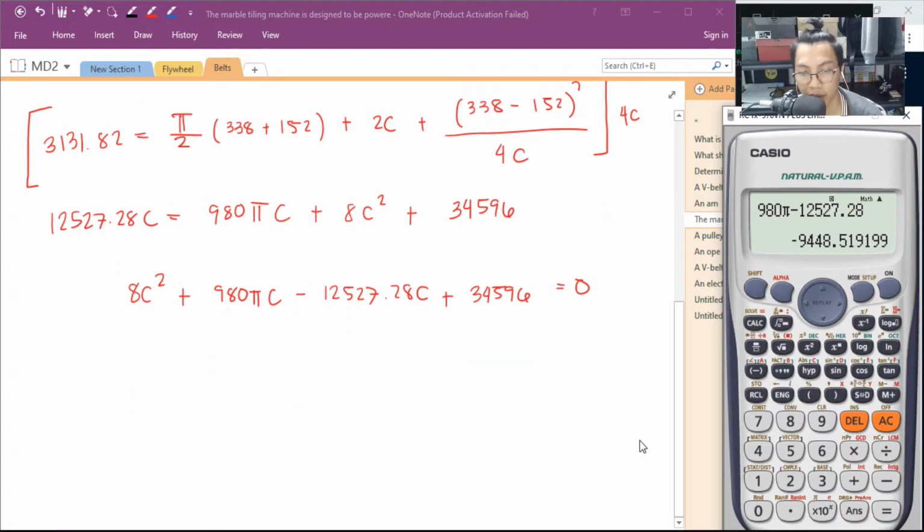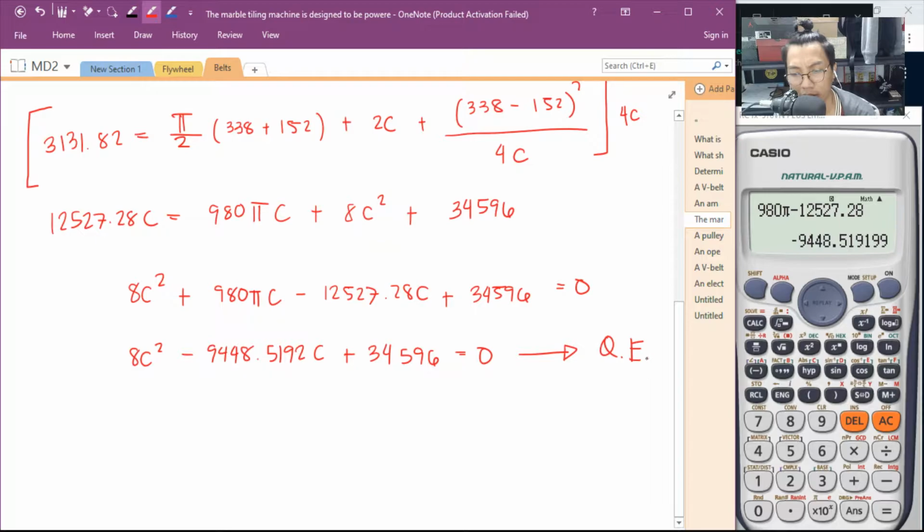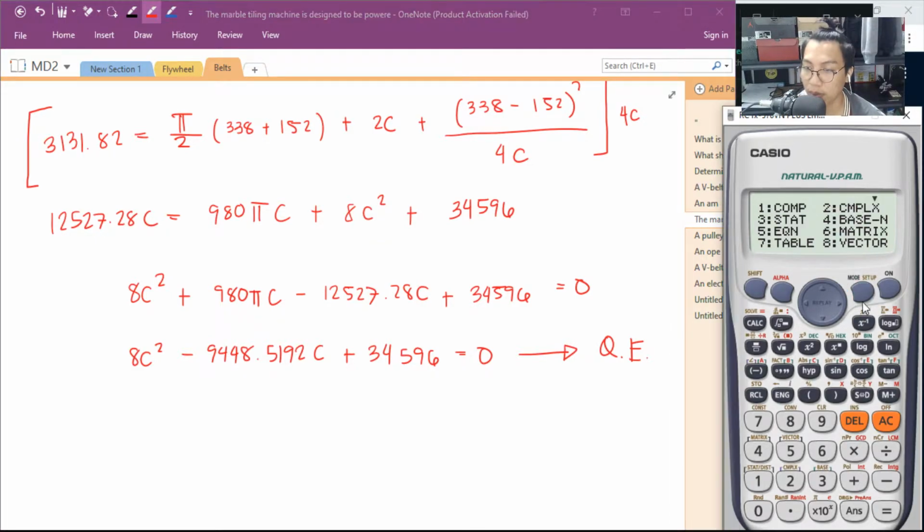Yeah, negative. So, this is 8C squared minus 9448.5192 C plus 34,596 equal to 0. So, this is now a quadratic equation. O, pwede na tayong gumamit ng quadratic equation dyan. Or else, pwede na natin gamitin to si mode equation 5. Tignan nyo dito yung quadratic equation.